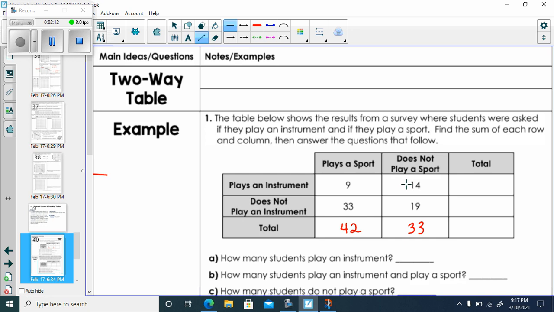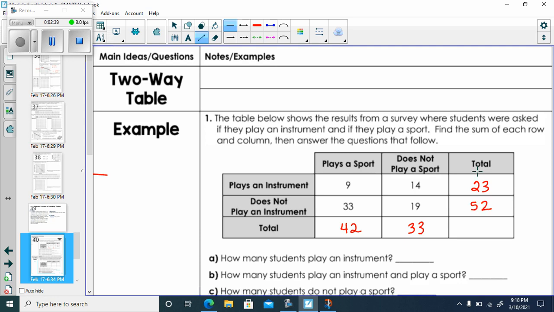42 people played a sport, 33 people did not. How many total people play a musical instrument? Add together your 9 and your 14, and you come away with 23. There's a total of 23 that play a musical instrument. How many do not play a musical instrument? Well, add these two together. You got 33 and then 19. So basically, you would have 52.